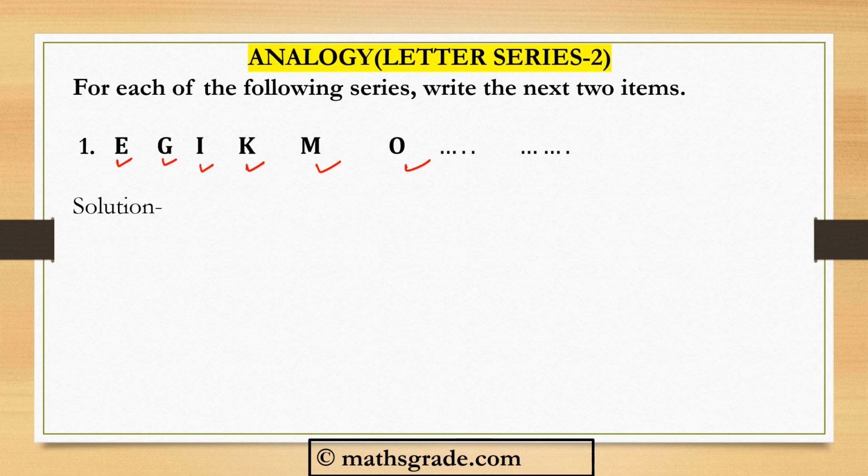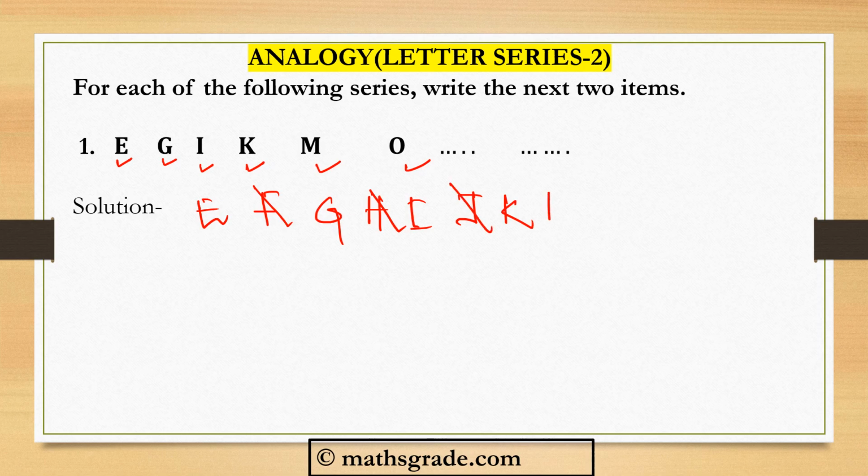If we observe this letter series carefully, the first letter is E, then between E and G, F is missing. Then between G and I, H is missing. Then between I and K, J is missing. Between K and M, L is missing, and after M comes N is missing, then O, then after O the alphabet is P, then Q.